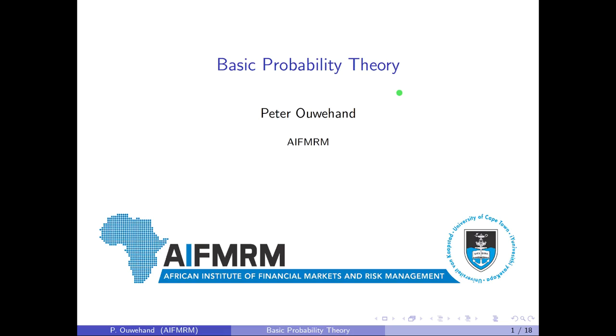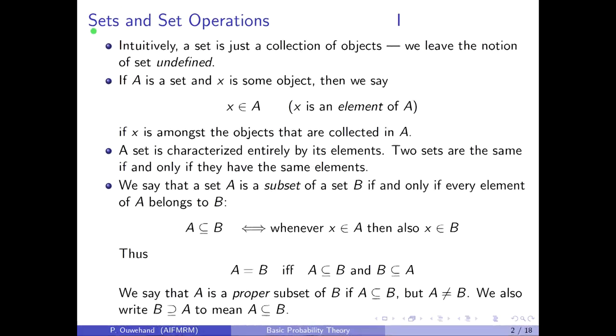Next, we'll briefly discuss how to compute probabilities on finite sample spaces, which essentially amounts to being able to count. Finally, we'll define the notions of conditional probability and independence. Let's start therefore by looking at sets and set operations.